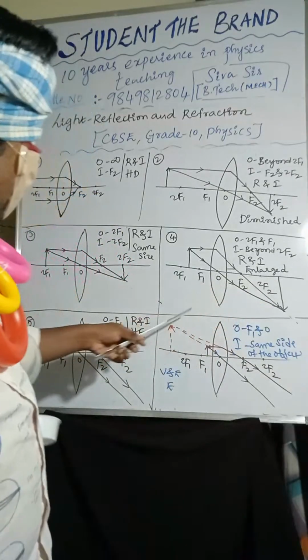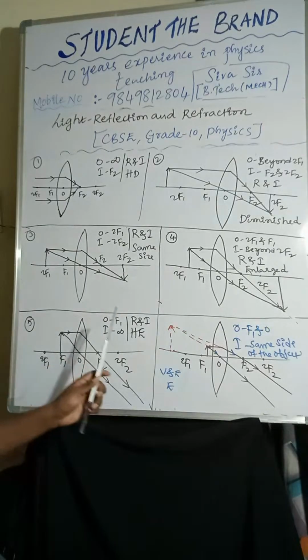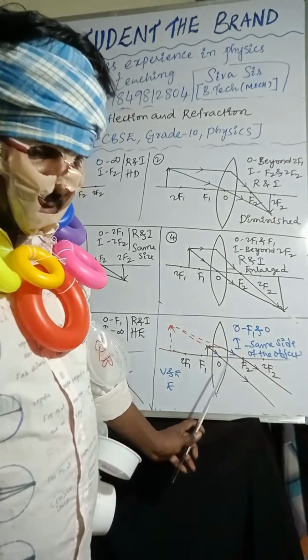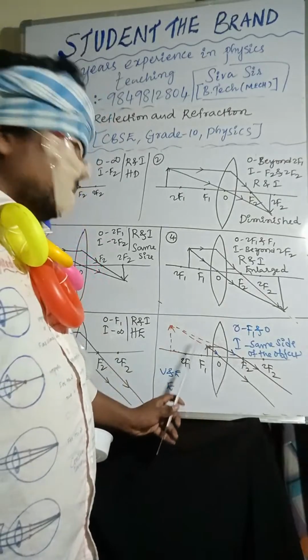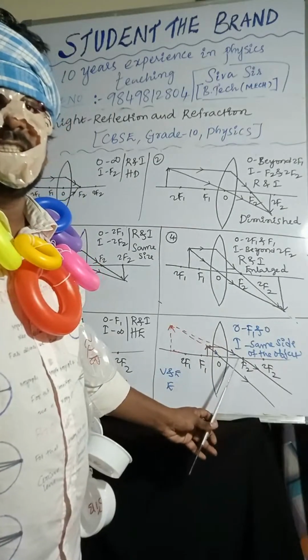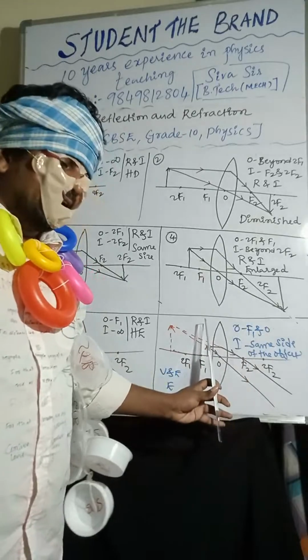In this case, the object is placed at F. The image is forming at infinity. The nature of the image is real and inverted, and the size of the image is highly enlarged. The object is placed between F1 and O. The image will form on the same side of the object. The nature of the image is virtual, erect and enlarged.